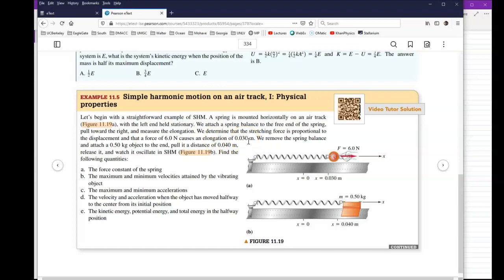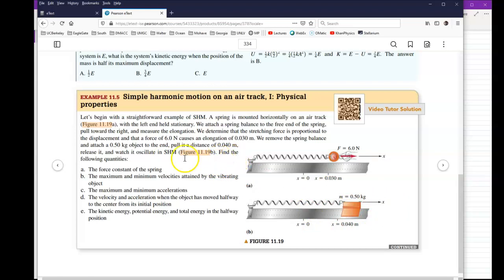Now, why did he give us this information? You can pause the video and think about it. But here is the answer. He gives you this information to allow you to find the value of k, the stiffness constant. All right. Now, we remove the spring balance and attach a 0.5 kilogram object to the end, the glider. Pull it a distance of 0.04, release it, and watch it oscillate back and forth.